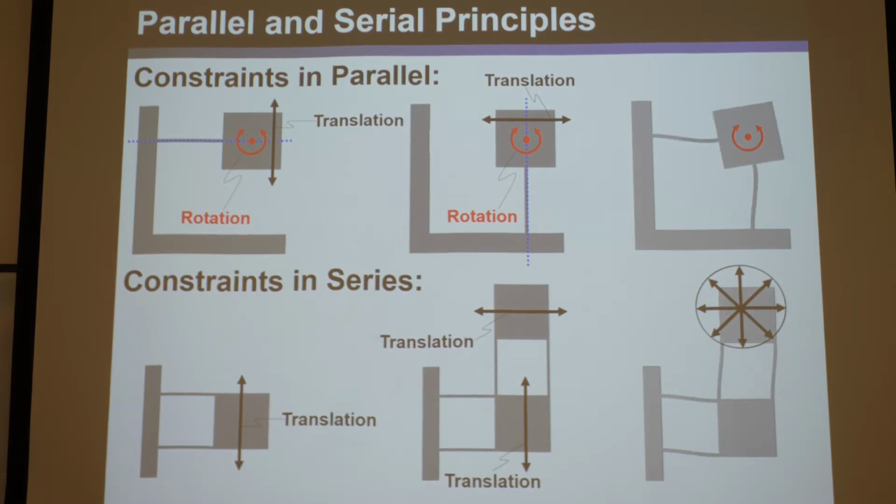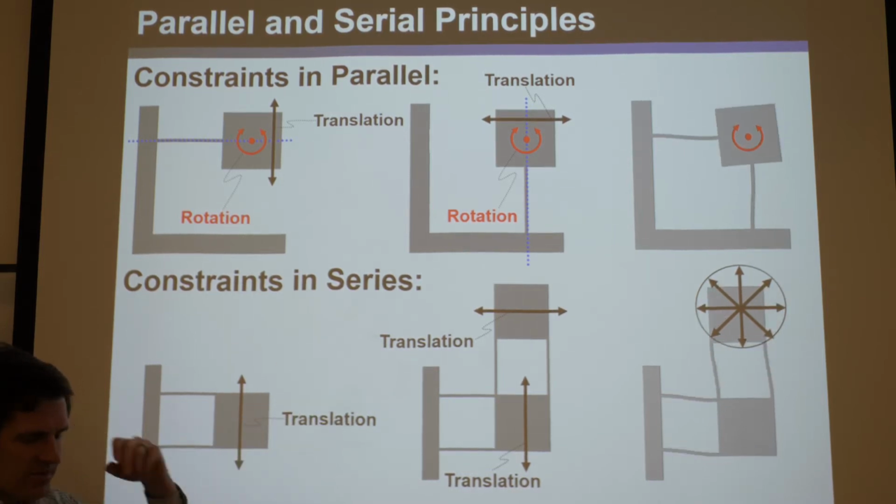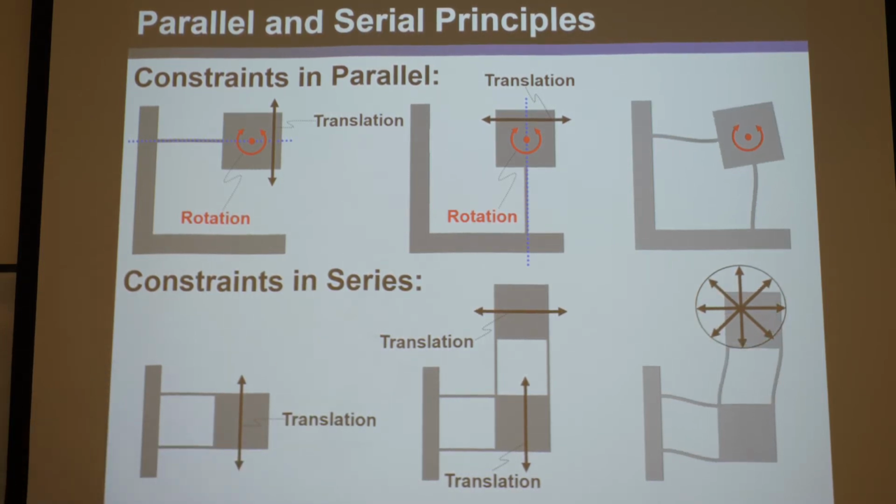Constraints in parallel, you find out what's common in their freedom space, and constraints in series, you take the freedom spaces and you linearly combine. You add them. They inherit everything and then some. Okay, so those are principles to be aware of.